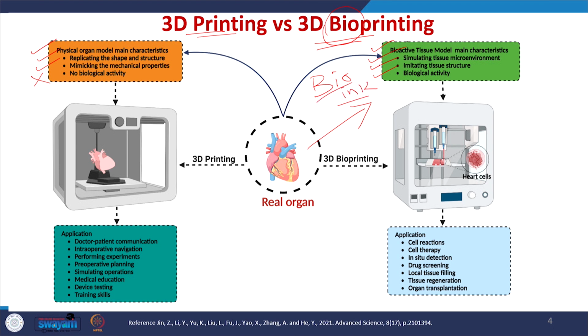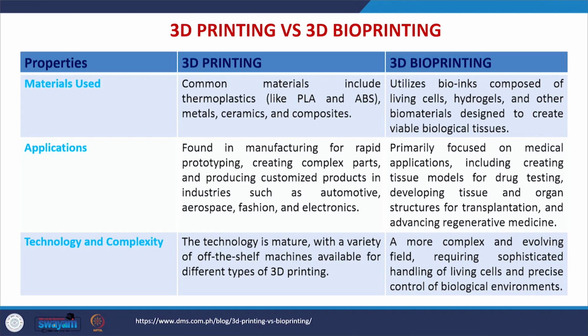So that is the 3D bioprinting, and here we will be using the bio ink which contains the cells. If you see the application of 3D printing, it is mainly useful for intraoperative navigation and also for medical education and device testing, whereas the 3D bioprinting will be useful for understanding the efficiency of the drug by screening the various drugs, and we can also make these artificial tissues for tissue regeneration and organ transplantation. From this slide, you can clearly understand the difference between 3D printing and 3D bioprinting.